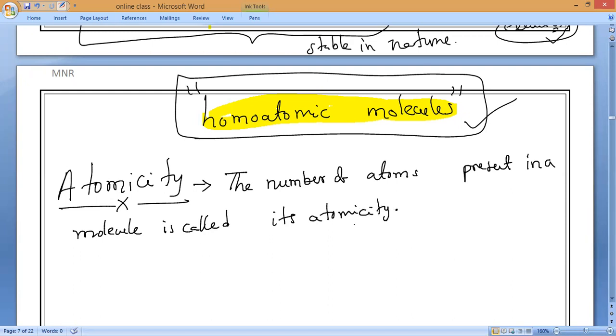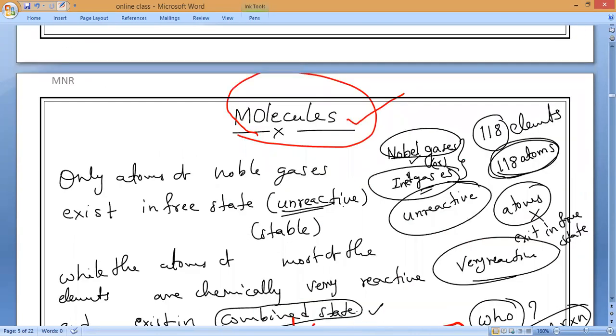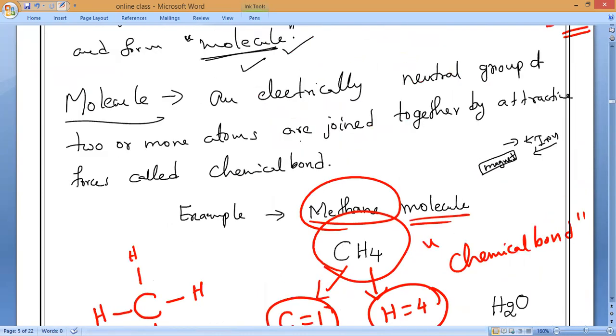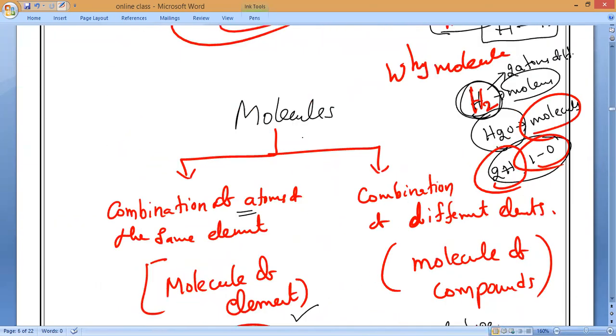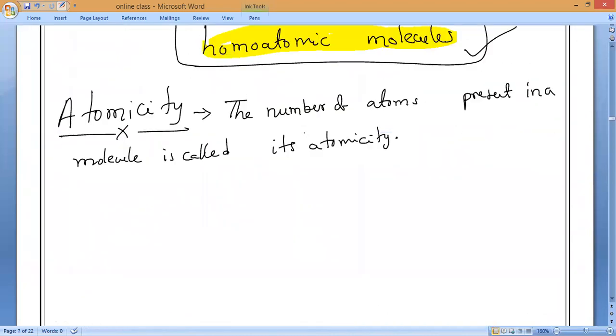Now, I already taught you at the beginning of today's class: all the atoms are not stable in nature, but some elements are stable. Who are these particular elements? Noble gases. Noble gases are unreactive, stable gases. So for them, is any friendship needed? Combined means one atom can exist or more than one atom is needed? One atom itself is the molecule.